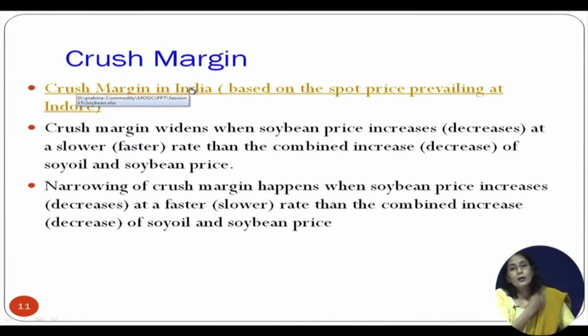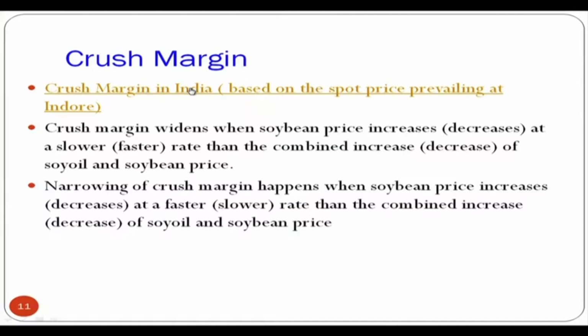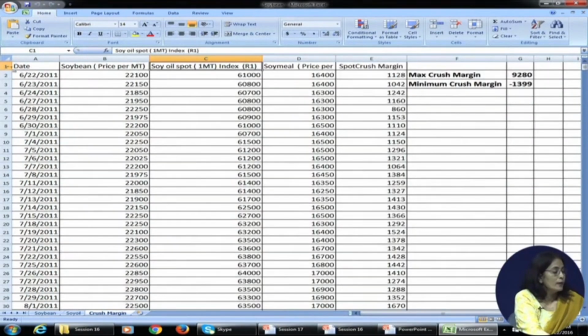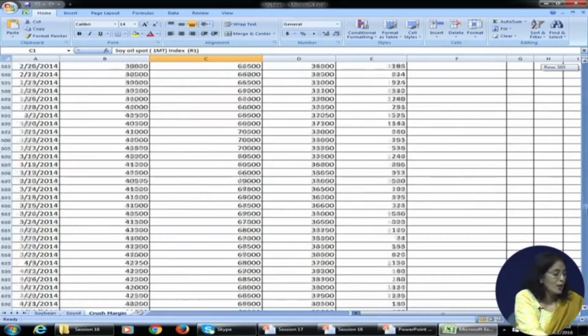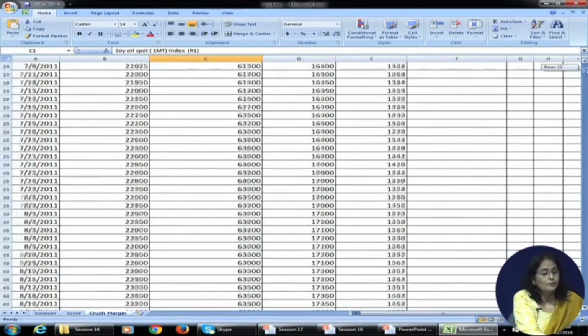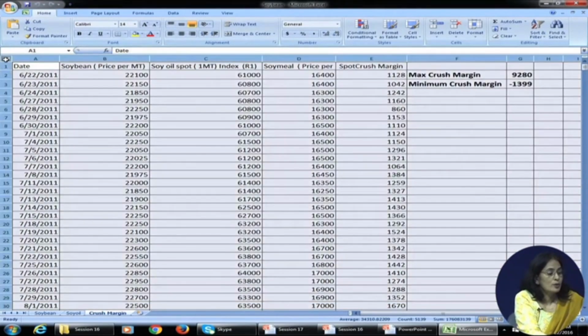So this particular link shows the crush margin in India based on the spot price prevailing at Indore. So the spot price of soya bean and soya meal and soya oil prevailing at Indore has been considered for calculation of crush margin. So let me take you to the link file. So this is the file. If you see, this data starts from the 22nd June 2011. It runs into 29th January 2016. Again, data has been downloaded from the Bloomberg data source.